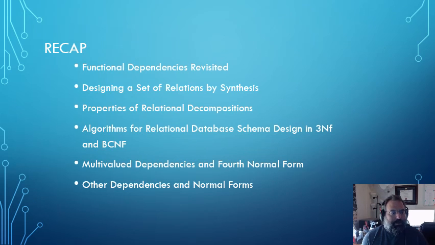To recap, we talked about functional dependencies and revisited them. We talked about designing a set of relations by synthesis. We talked about properties of relational decomposition, algorithms for relational database schema design in third normal form and Boyce-Codd normal form. Then we talked about multivalued dependencies and fourth normal form. Other dependencies and normal forms were also discussed.